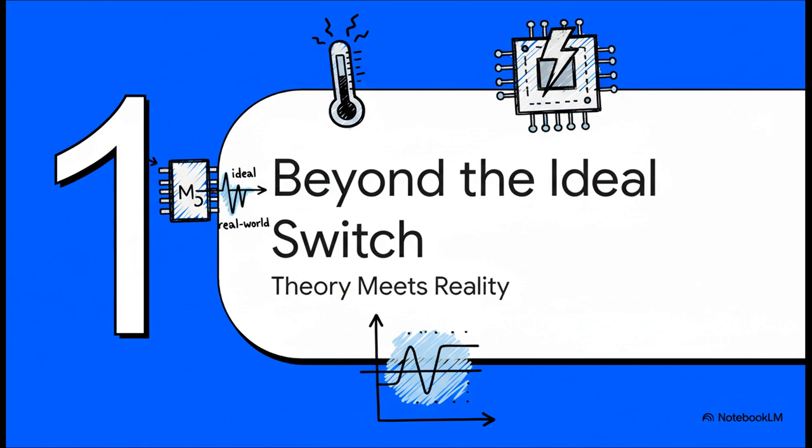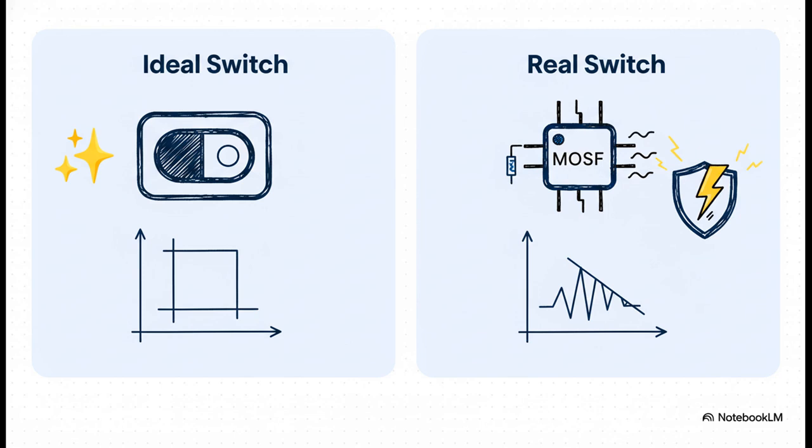Section 1, Beyond the Ideal Switch. You know, in your first circuits class, everything is simple. But this is where theory smacks right into the hard wall of reality. And this slide just lays it all out, doesn't it? On the one hand, you've got the ideal switch from your textbook. It's a dream, right? Zero power loss. It switches in literally no time, and it has no limits whatsoever.